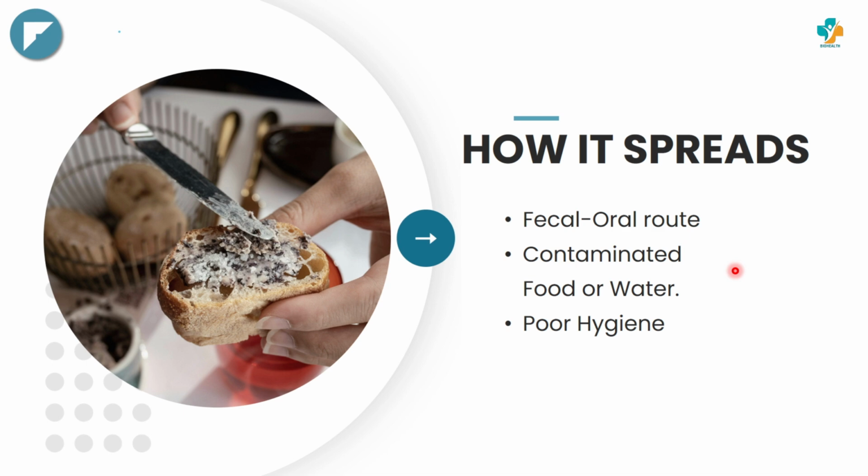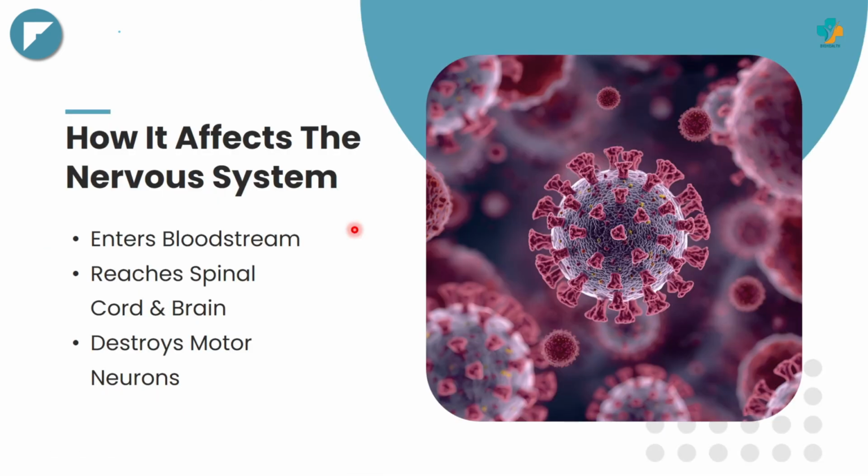Let's see how. Once the virus multiplies in the intestines, it moves into the bloodstream and then reaches the spinal cord and brain. Here it attacks and destroys motor neurons, the nerve cells responsible for muscle movement. When these neurons die, the muscles become weak or paralyzed, especially in the legs.